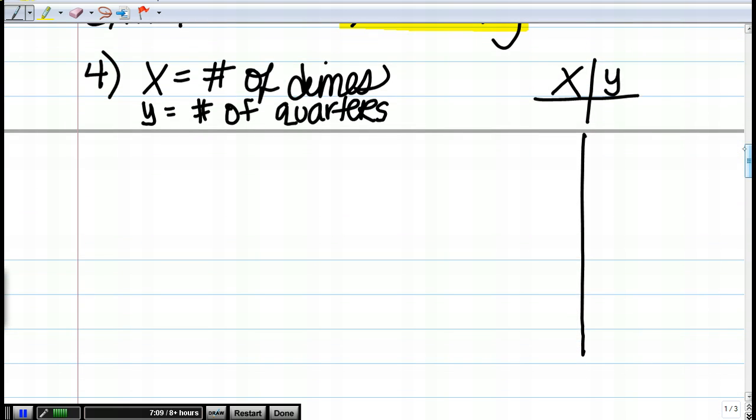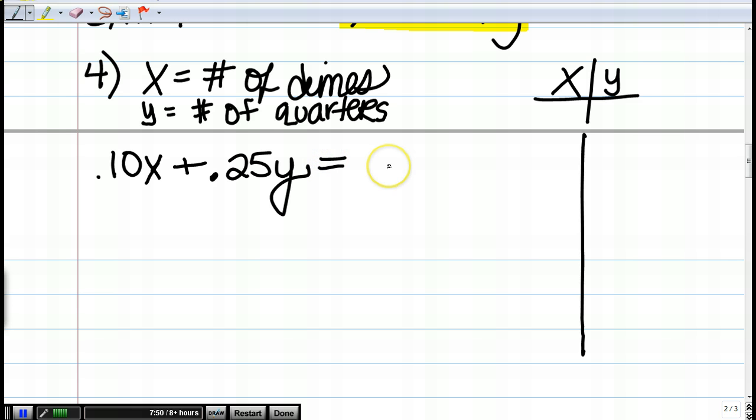Let's look at number 4. It says Kimberly has $1.95 in dimes and quarters. Find all possibilities for the number of each type of coin she could have. So I have x equaling the number of dimes and y equaling the number of quarters. And I have to put the dollar or value amount in front of the dime. And so when I multiply how many dimes I have, I have to multiply it by 10 cents to get how much money I have. So I have 10 cents times the number of dimes, plus quarters are 25 cents. So I'm going to have 0.25 times the number of quarters.